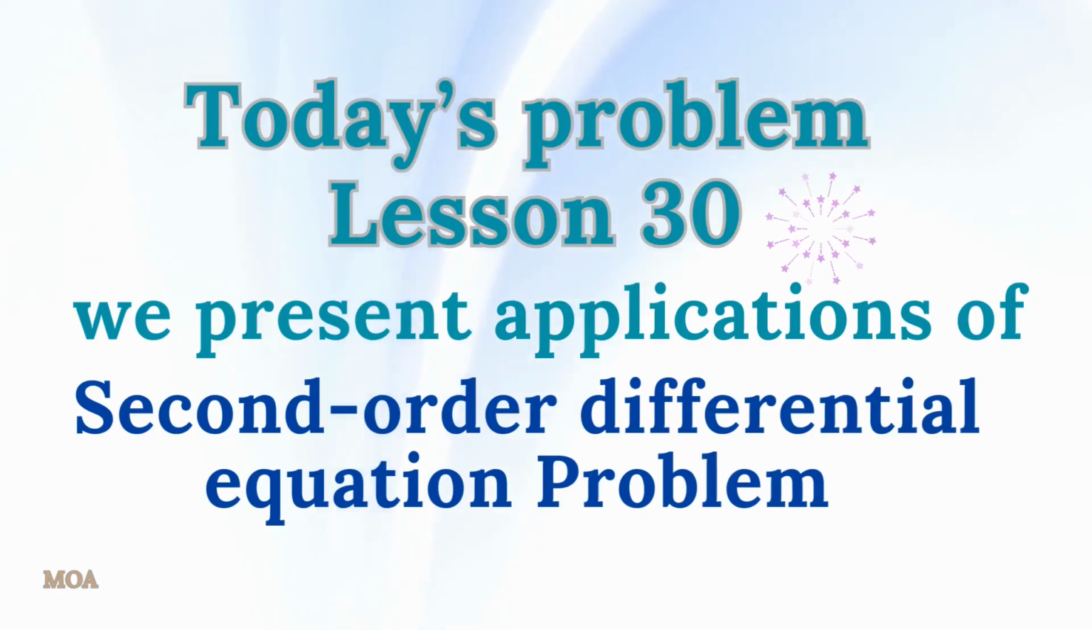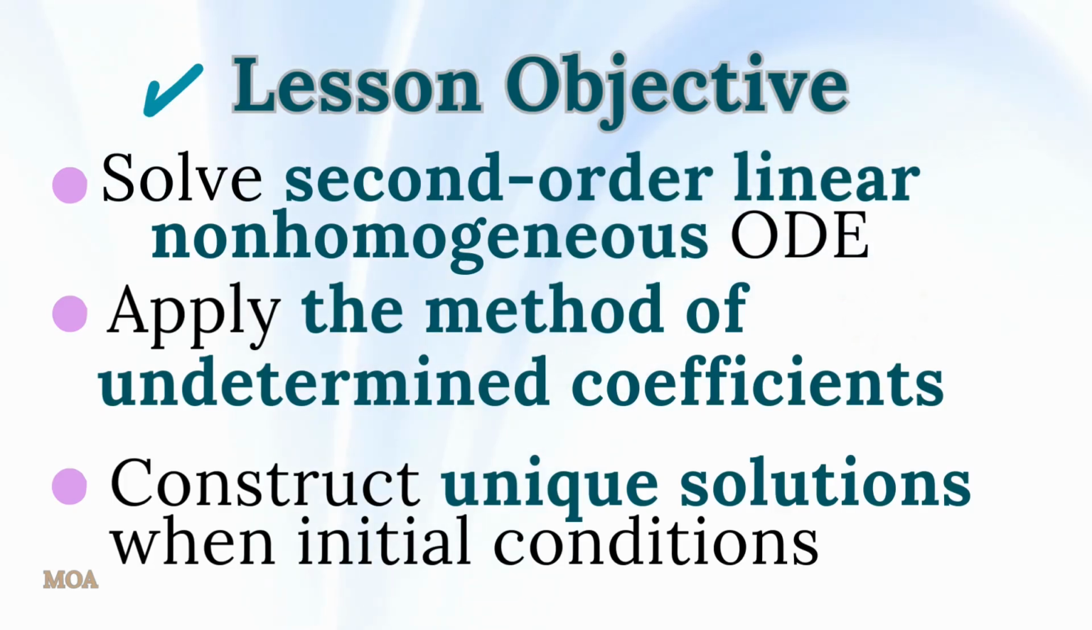In Lesson 30, we solve a second-order linear differential equation step by step using the method of undetermined coefficients, a systematic technique for constructing particular solutions. By applying initial conditions, we then determine the unique solution to the differential equation. The objective of this lesson is to solve second-order linear, non-homogeneous, ordinary differential equations with constant coefficients using the method of undetermined coefficients, and to determine the unique solution when initial conditions are given.